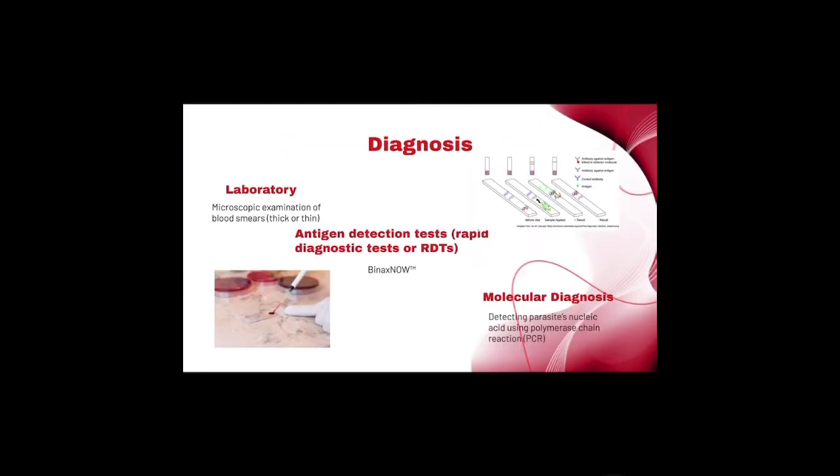Now, there are a couple ways to diagnose or detect malaria in patients. One way is through microscopic examination of the presence of the microbe in blood smears, and another method is through rapid antigen tests. As of right now, only Binax Now is approved for use in the US. The last method is by molecular analysis, where we're detecting the parasite's nucleic acid using polymerase chain reaction, also known as PCR.